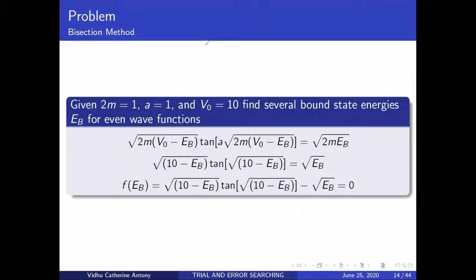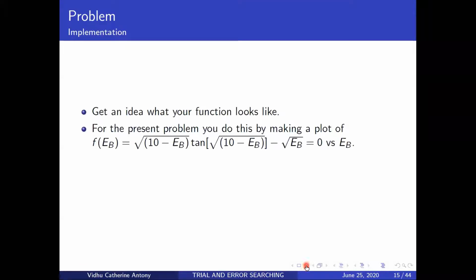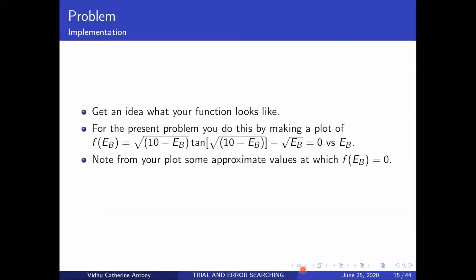So now let's move on. The first step is you need to know what your function looks like. So you'll have to plot f of EB versus EB. This is a crucial part because it takes a lot of effort to do this, since you need to keep plotting these values. You need to make sure where you can find a root approximately. Then you need to note some points or approximate values of your EB from the plot.